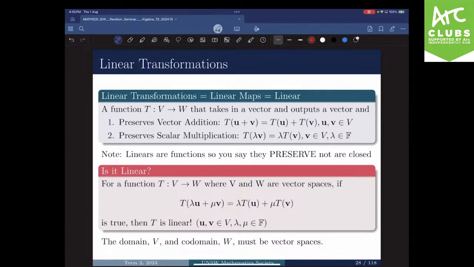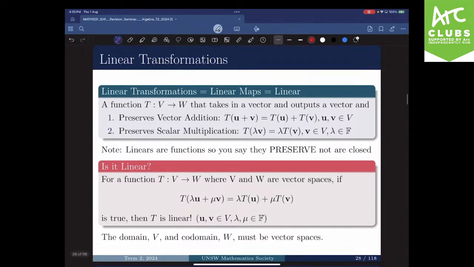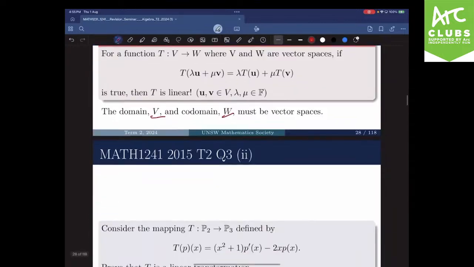Another way we could show this is if we have that T(λu + μv) is equal to λTu + μTv. And again here, V and W just must be vector spaces. So here's an example.